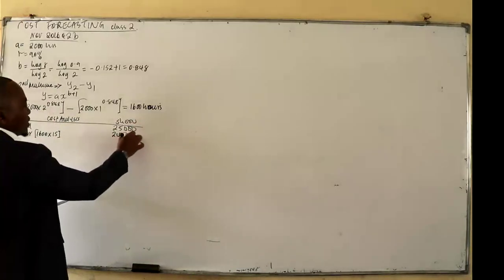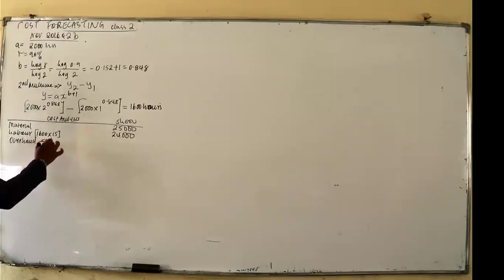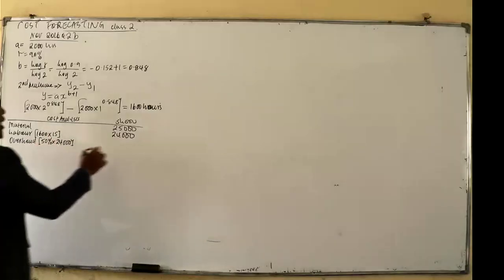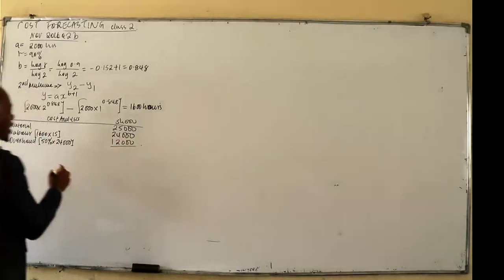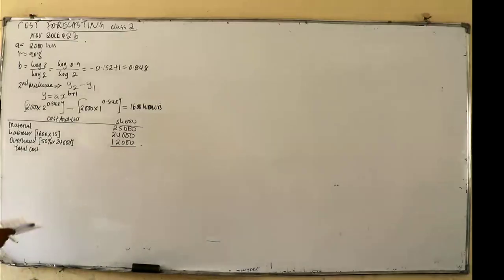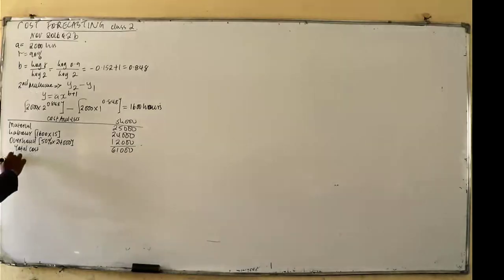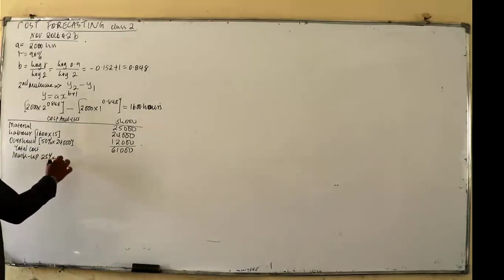So how much will be the labor cost? We get 24,000. And then there are overheads. Overhead is 50% of the labor cost. Labor cost is 24, so we get an amount of 12. And that's how you get our total cost. Now give me the total cost. We get 61,000. Then they are charging a profit markup of 25%. Markup is computed based on the cost. So it's 25% of 61,000.